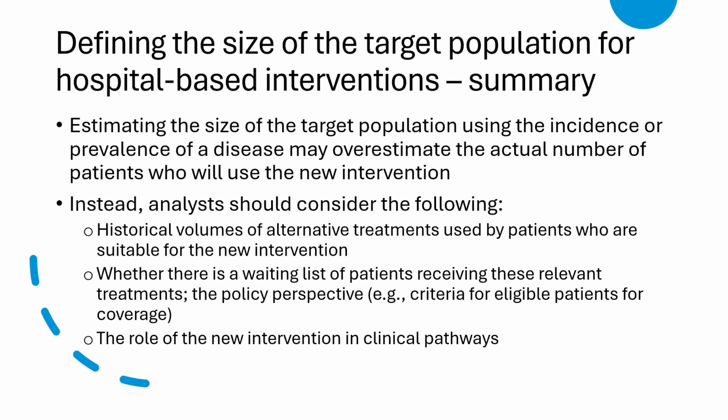Defining the size of the target population. Summary. Estimating the size of the target population using the incidence or prevalence of a disease may overestimate the actual number of patients who will use the new intervention. Instead, analysts should consider the following. Historical volumes of alternative treatments used by patients who are suitable for the new intervention. Whether there is a waiting list of patients receiving these relevant treatments, the policy perspective, such as criteria for eligible patients for coverage, and the role of the new intervention in clinical pathways.